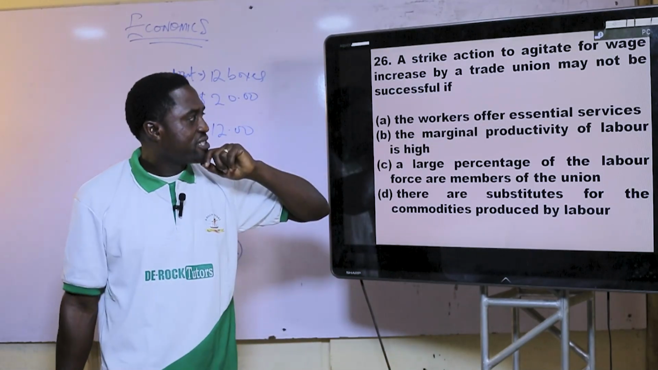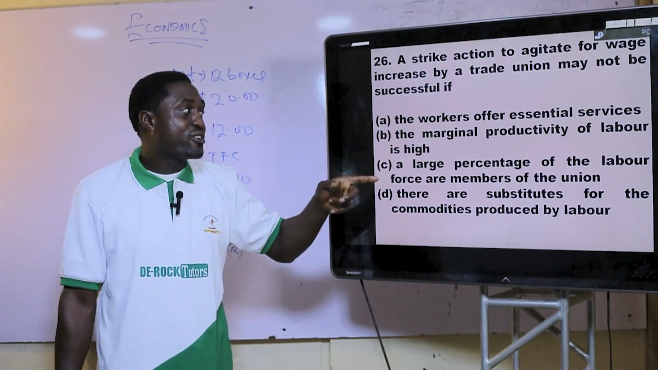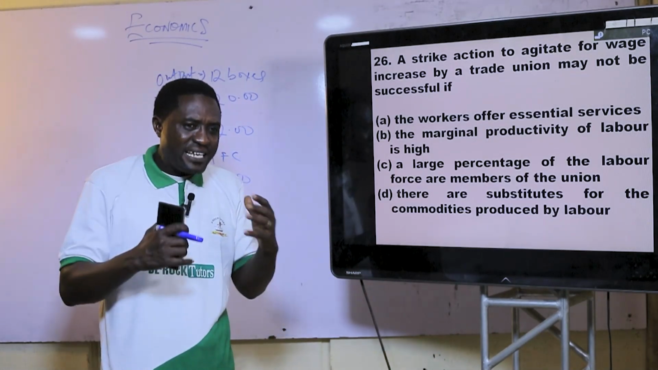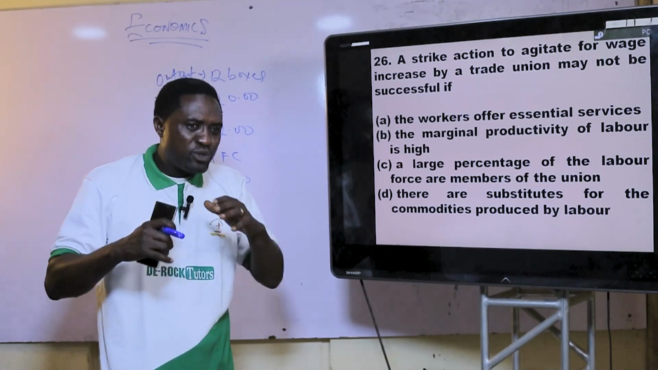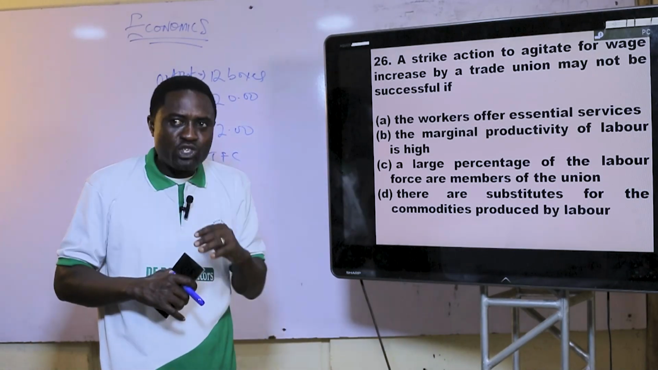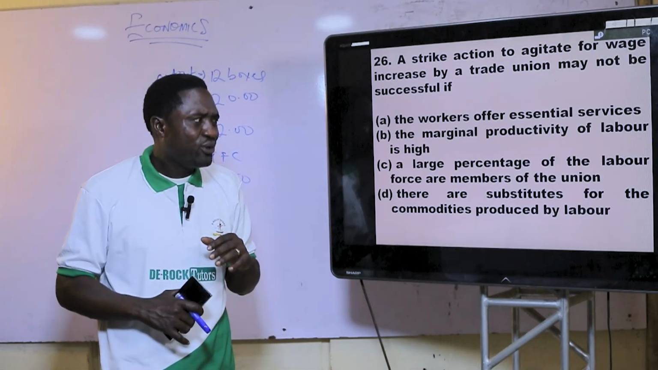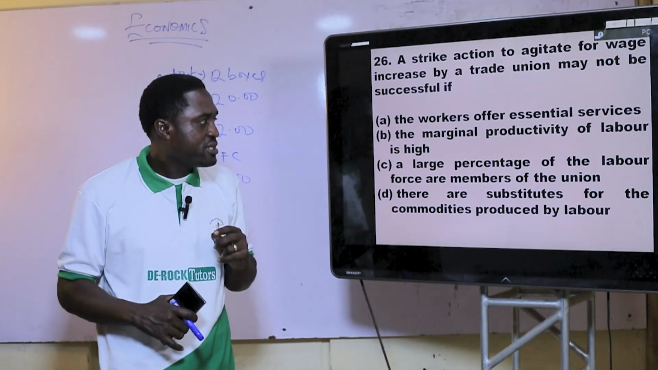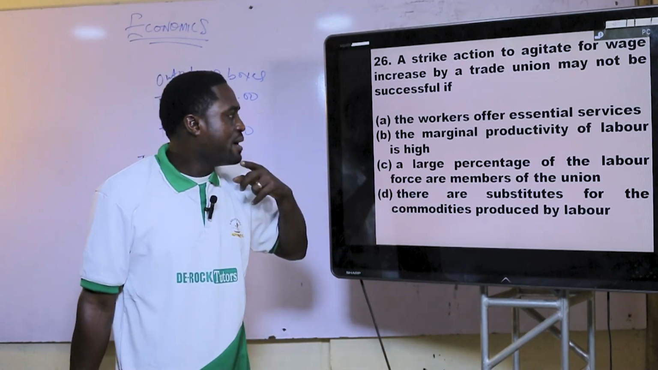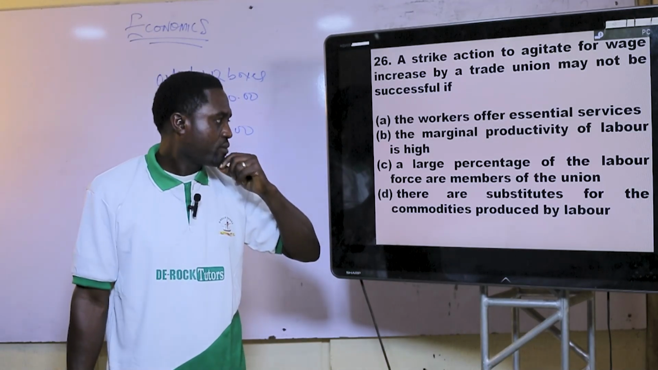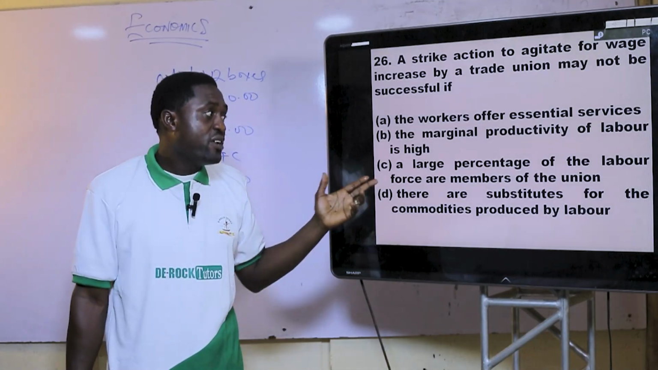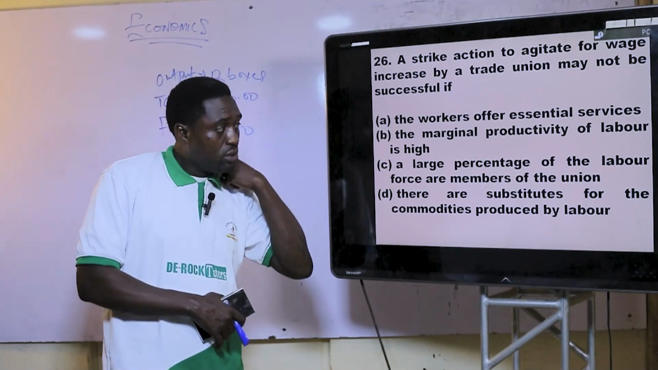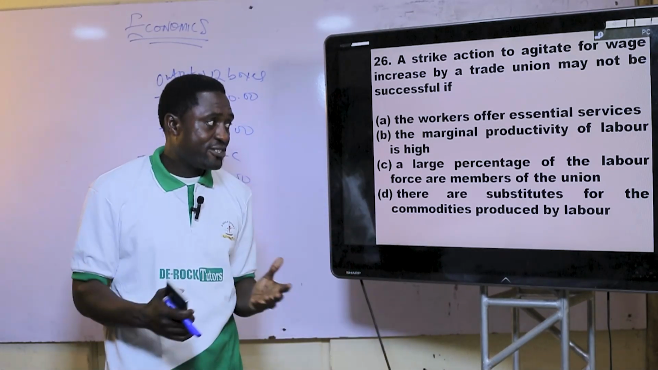The marginal productivity of labor is high. If the marginal productivity of labor is high, that strike will be effective. That means what they are doing on a daily basis is contributing maximally to the production level in that economy. So they will be missed in case they strike and are not coming to work. The government will miss them. A large percentage of the labor force are members of the union. Well, it's possible. If a large percentage of the labor force are members of the union, they are the ones that will make the law, and they may also decide to break it.